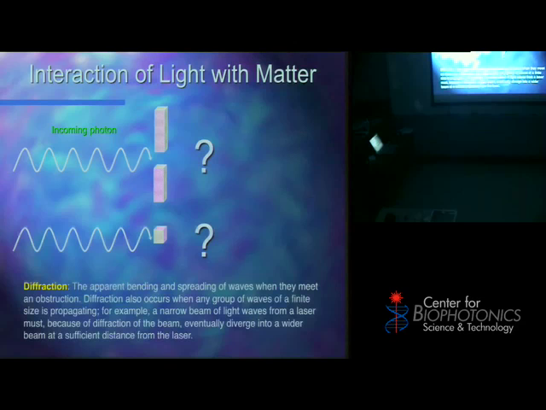I got to shine it way out in the back here. Let me go back here. There it is. I'm shining on the hair right now. What do you guys see? Vertical stripes. So, kind of weird, right?